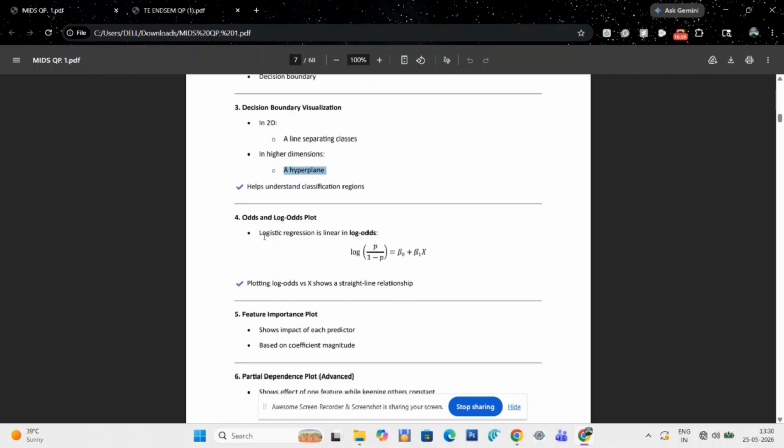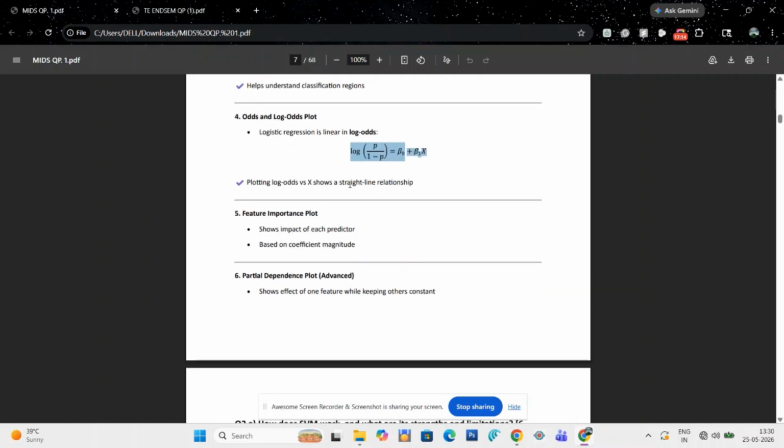In the odds and log odds plot, logistic regression is linear in log odds. This is the formula for log odds, and plotting log odds versus x shows a straight line relationship, like the linear relationship in linear regression. Next is the feature importance plot. The feature importance plot shows the impact of each predictor, based on coefficient and magnitude.